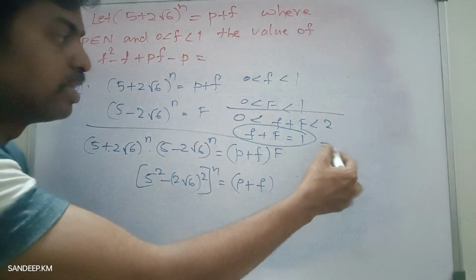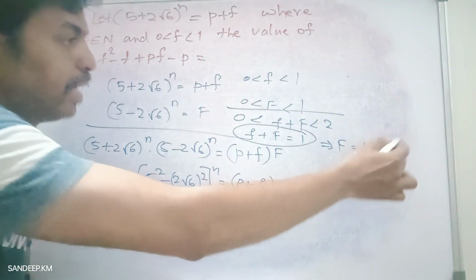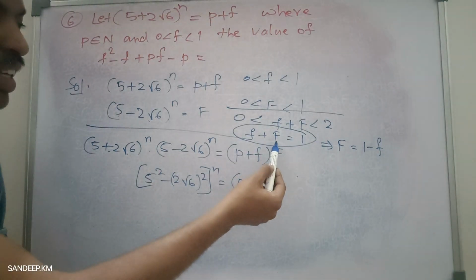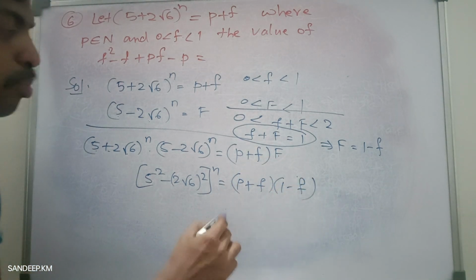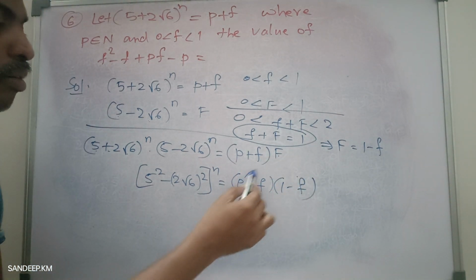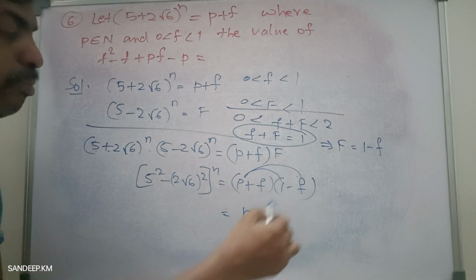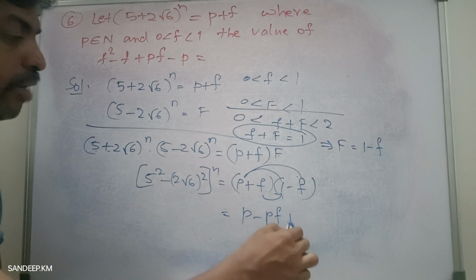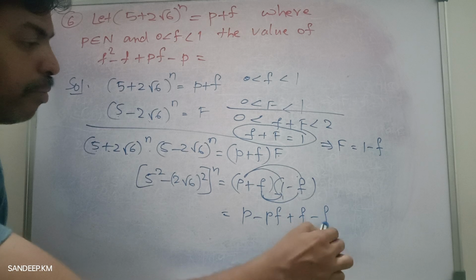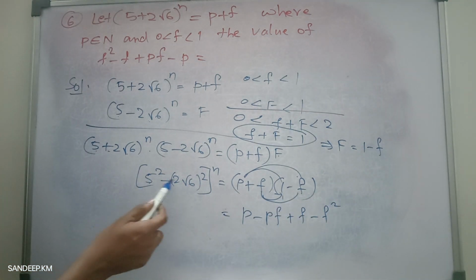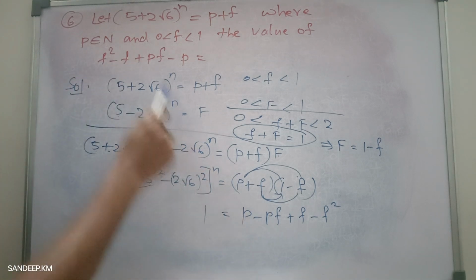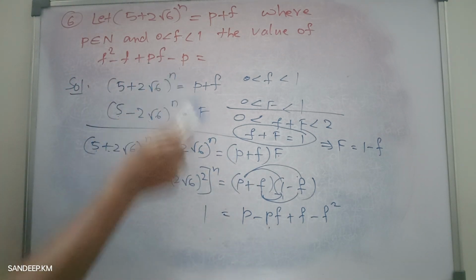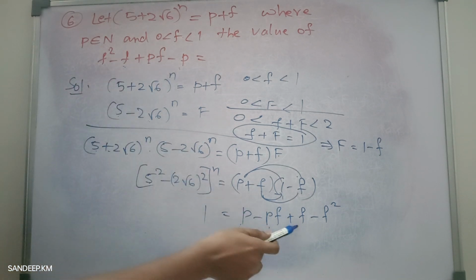Now from this we can say that capital F is equal to 1 minus small f. So instead of capital F, I'll write 1 minus small f. Expand this. p into 1 is p minus pf plus f minus f square. And left hand side 25 minus 24. 25 minus 24 is 1. 1 power n is 1. They are asking us to find plus pf minus p and then minus f and plus f square.